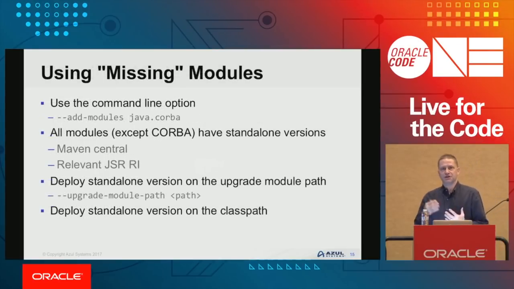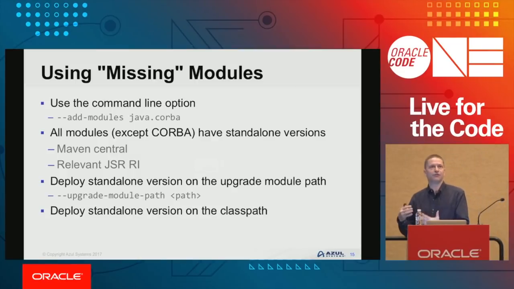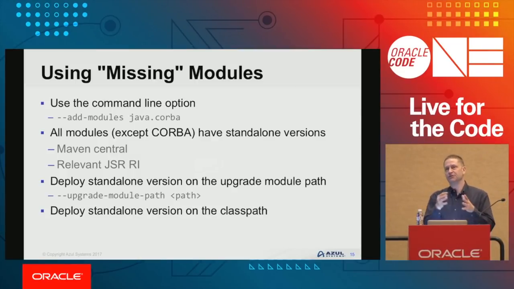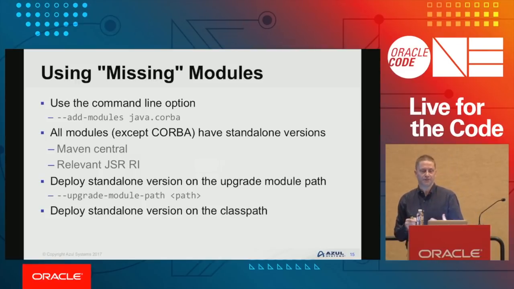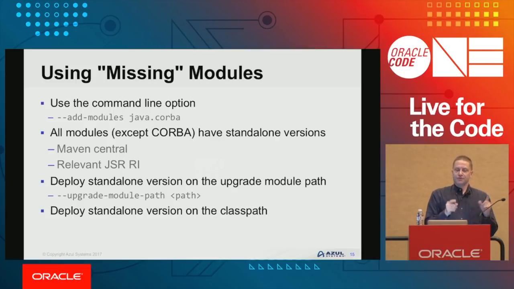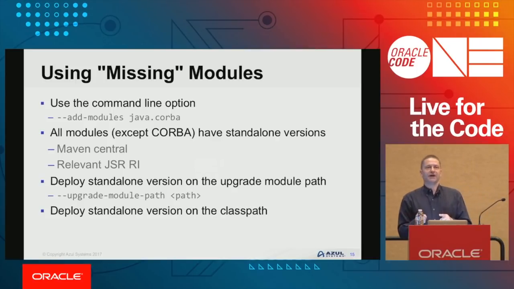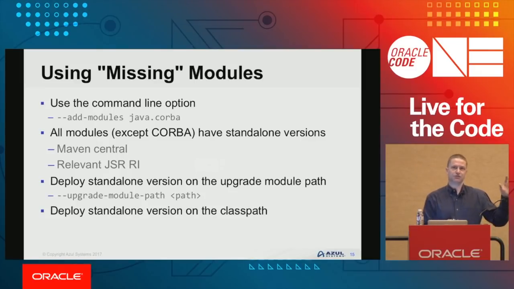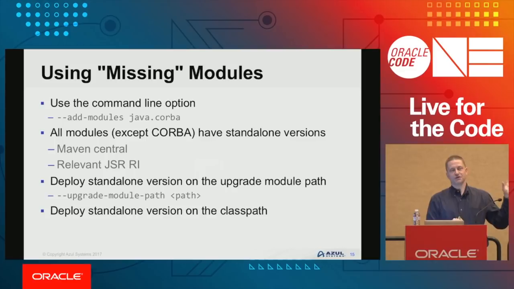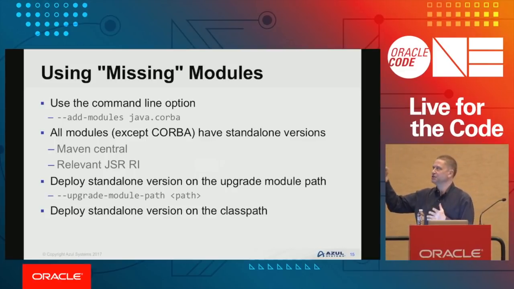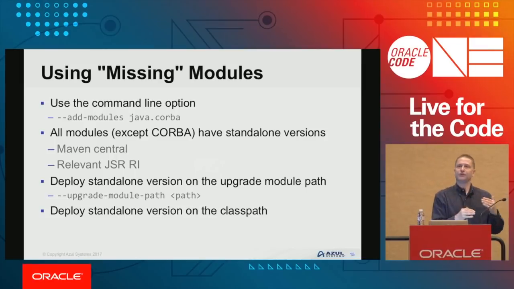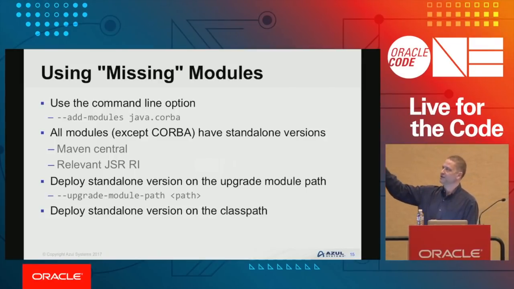So if you want to use those in JDK 9 and JDK 10, then there are a couple of different ways you can. They're still there, so you can still make use of them. But what you need to do is turn on the access to them. The simplest way to do that is to say add-modules and then the name of the module that you want. So if you are using CORBA, then just add-modules java.corba. All of these modules, with the exception of CORBA, have standalone versions available. There is a JSR for each of these. There's a reference implementation that's available. And if you go to Maven Central, there are modules or packages that you can download from Maven Central. So from that point of view, it's reasonably easy to fix this problem.